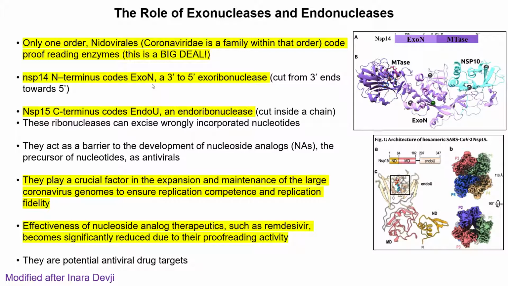Remdesivir is a nucleoside analog. So when it goes into the cell, it's metabolized and becomes a nucleotide, which is an analog, not exact, and it may get incorporated into the position right there. And if it incorporates, it is called a chain termination. The chain cannot get elongated. But you have the exo-N, which comes in there and excises that remdesivir out of the site.